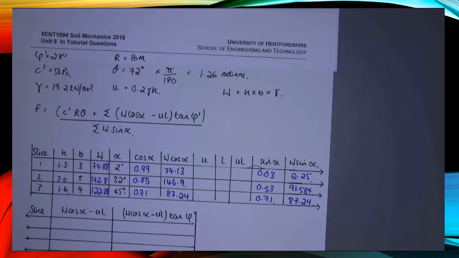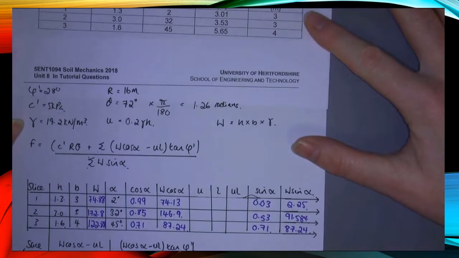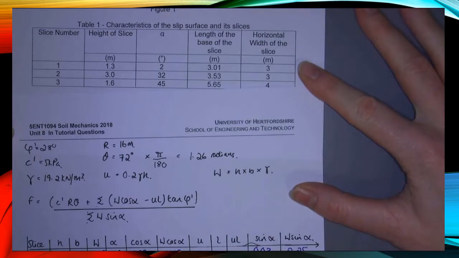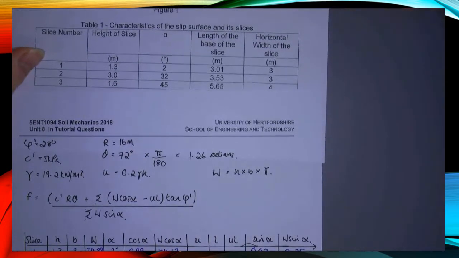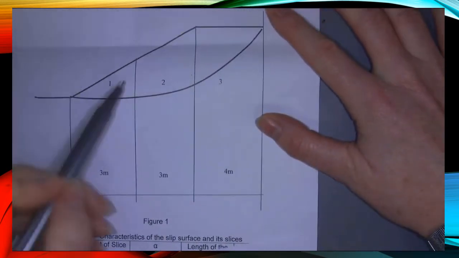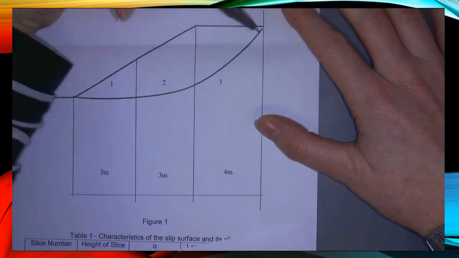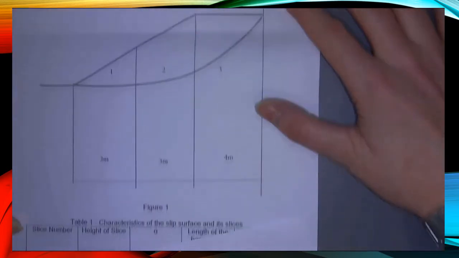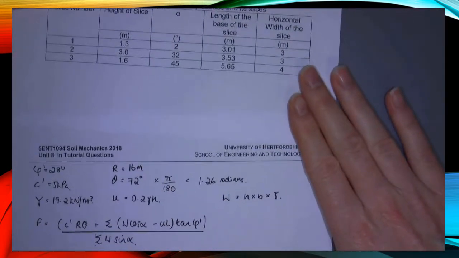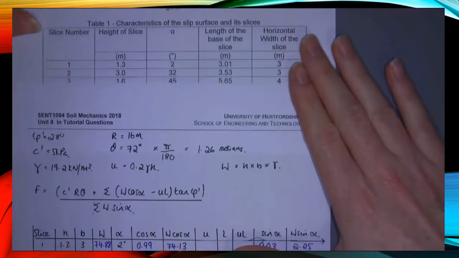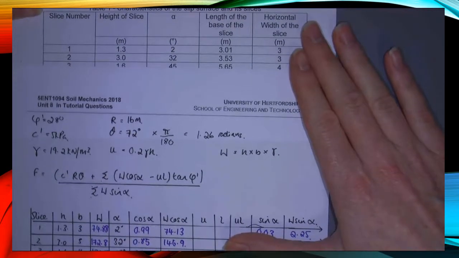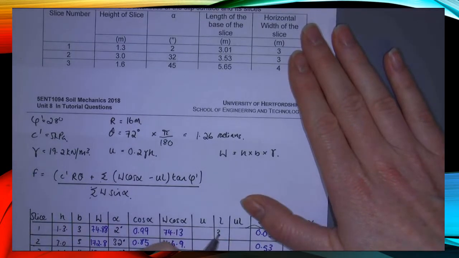Okay, now if we want to go back to the original table where we were given L, and L is the length of the base of the slice. That's this value here. So going back to the diagram, L is this length of the tangent from there to there at the angle. So taking the values that we've been given in the table, we can transfer them into our new table, and we can take 3.01, 3.53 and 5.65.